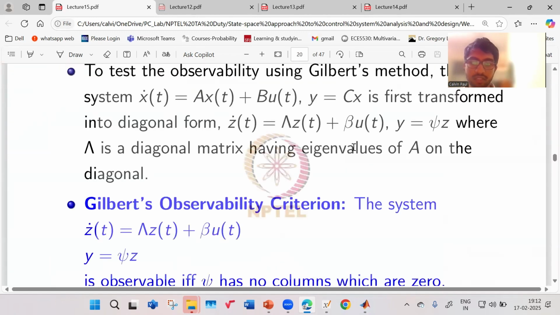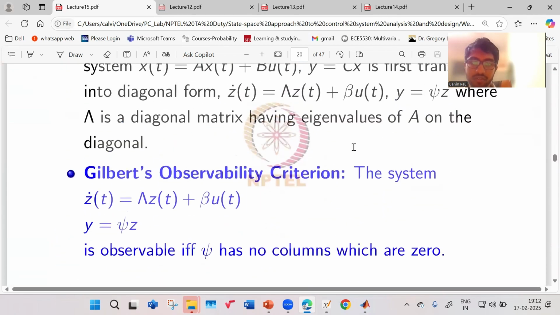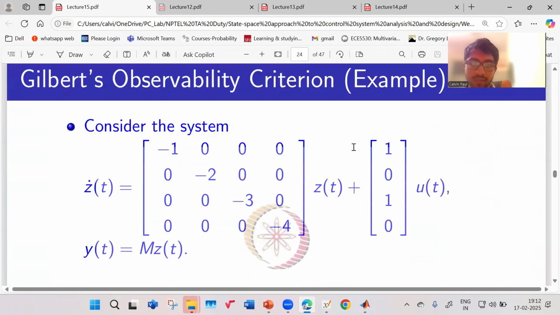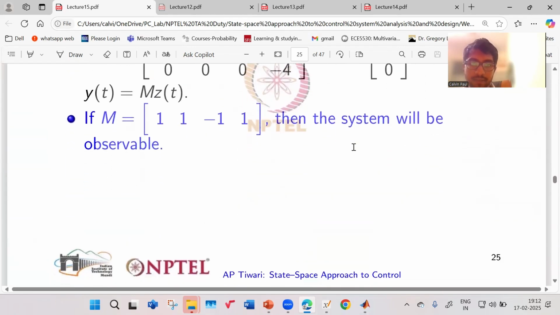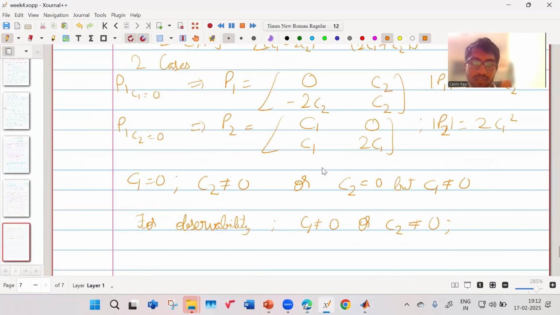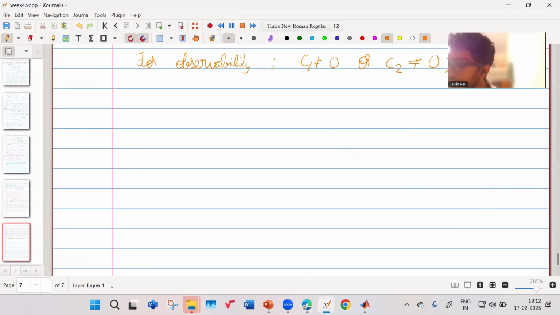So this also, sir, has proved Gilbert's observability criterion. This also is shown, right? Okay, so let us consider Jordan form, which is a very important thing, which also appears a lot in the assignments. So let us consider Jordan form.